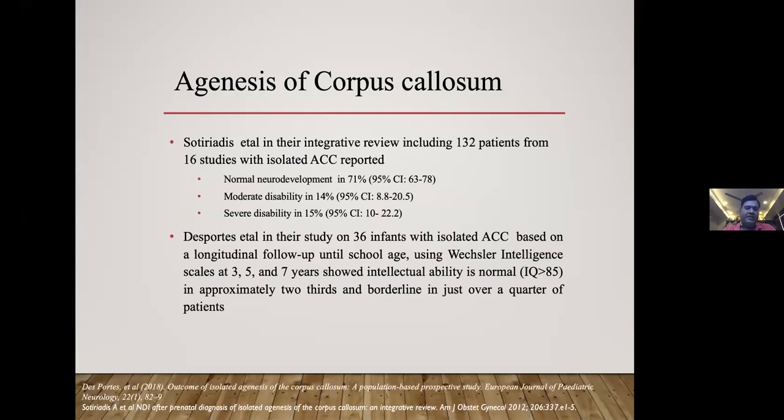And similar results were found on long-term outcome. One of the studies by Des Portes also saw that the IQ abilities of a significant proportion of these babies with agenesis of corpus callosum were near normal, and that was very assuring among those who do not have any other neurodevelopmental delay.